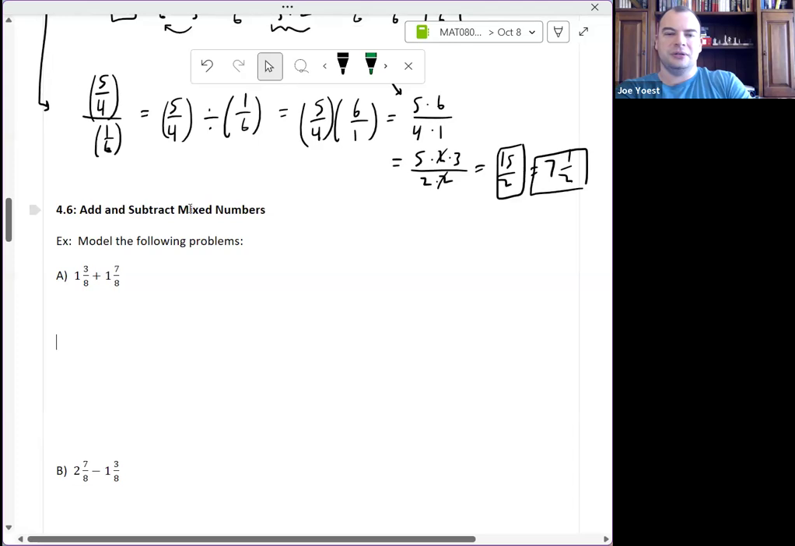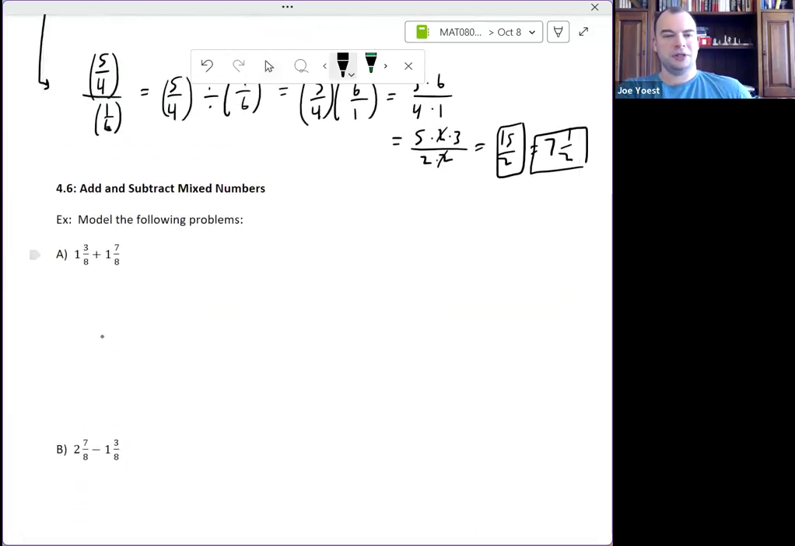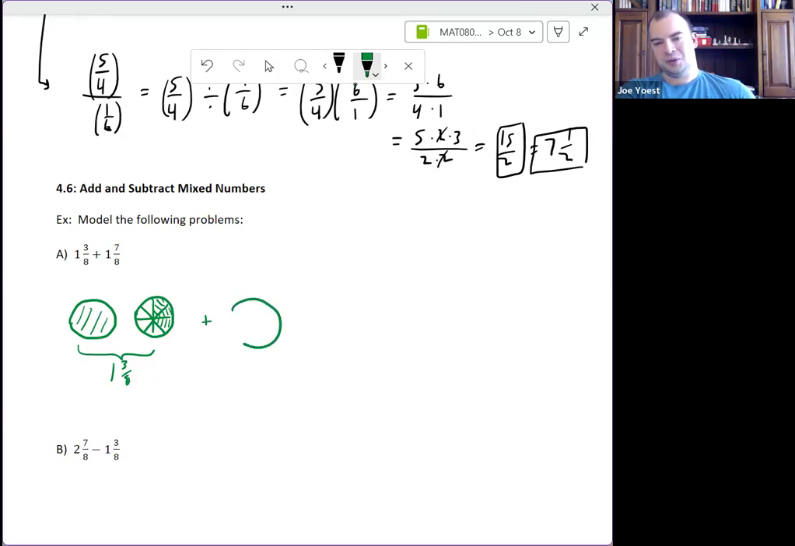Okay, so let's move on to adding and subtracting mixed numbers. Let's model these following three problems. So we have 1 3/8 plus 1 7/8. So we have one whole, and then we have a pizza sliced into eighths, and we have three of those. So that's my 1 3/8, and then plus 1 7/8.